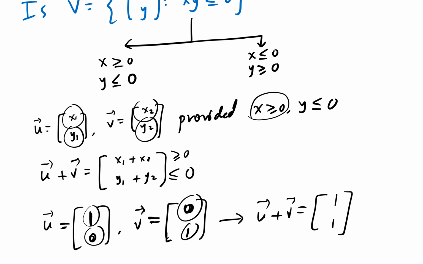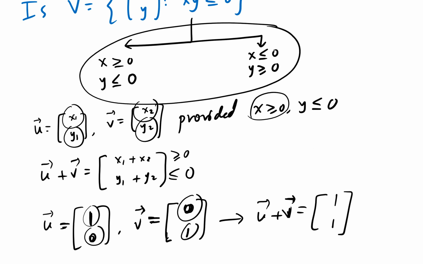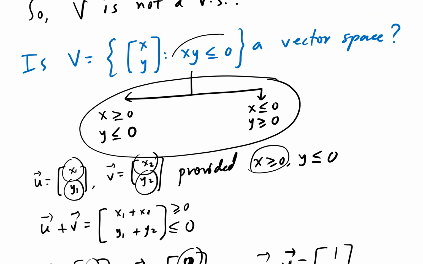But then when we did u plus v, it gave me 1, 1. So what's wrong with this? Does the closure work? Well, y2 is bigger than 0. Isn't it supposed to be less than or equal to 0? He's not looking at these two conditions. He was just thinking about this condition by itself.